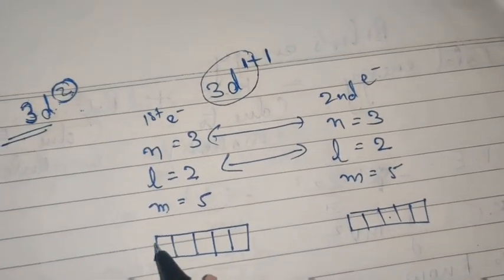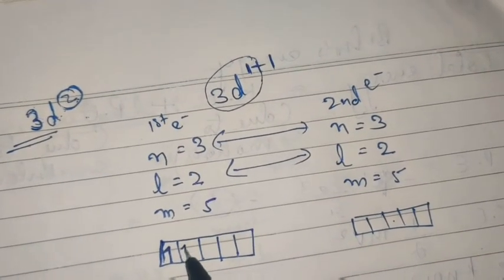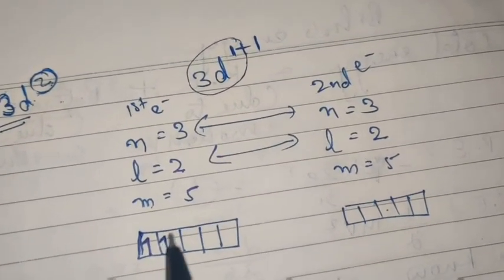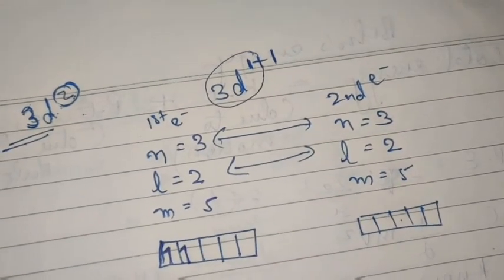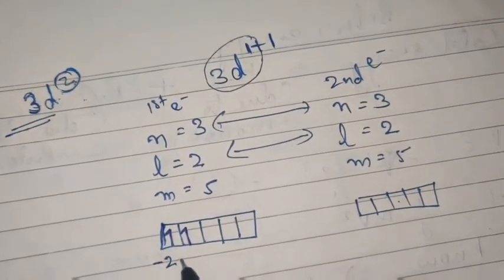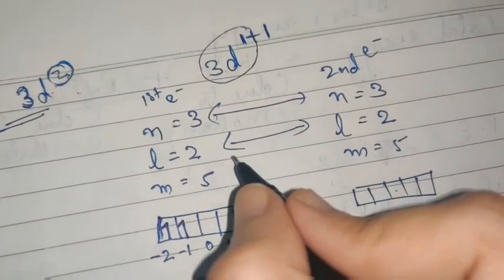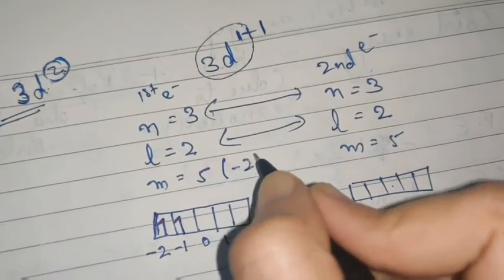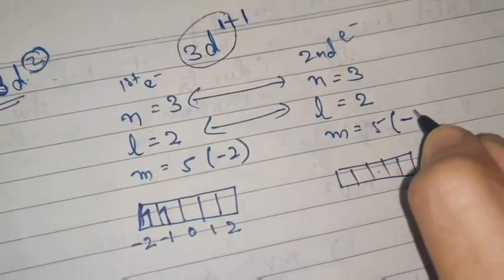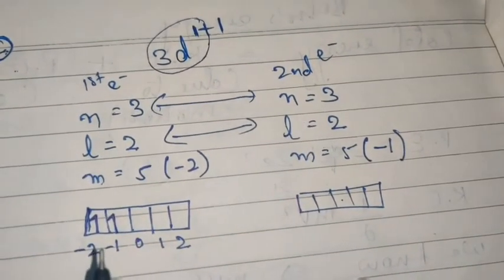So 2 electrons means if one electron is present here, the other electron will be present in the second orbital. Now from here the difference arises. When you designate the values of these orbitals, it will be -2, -1, 0, 1 and 2. So for this particular case the electron is present in the -2 orbital, and for this particular case the electron is present in the -1 orbital. So this is where the difference between the two electrons exists.